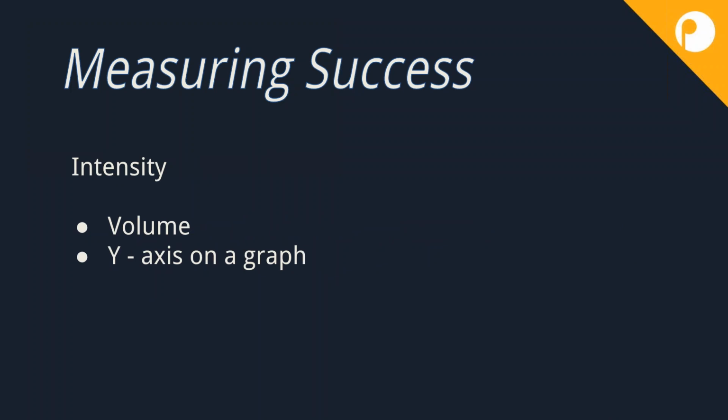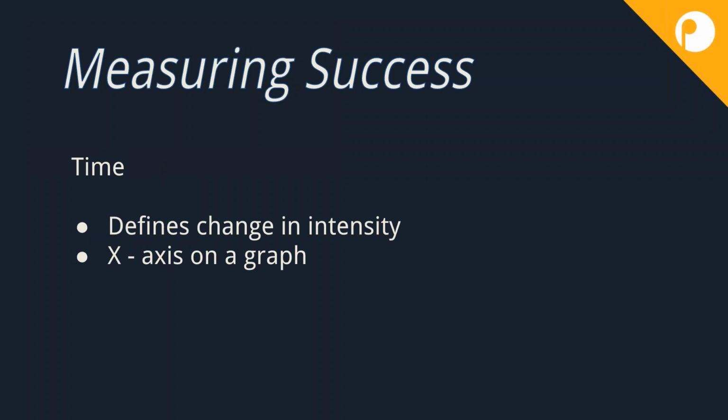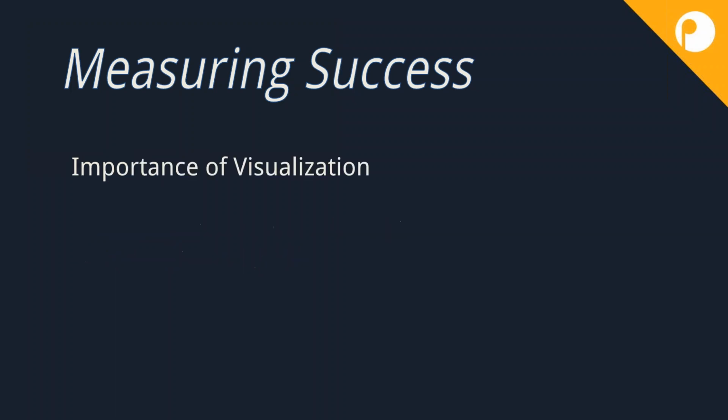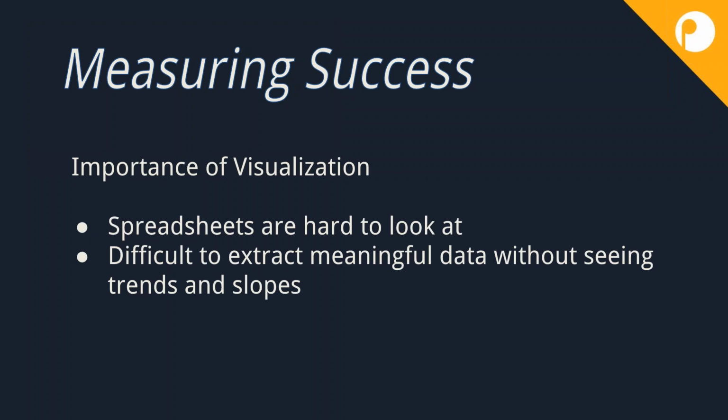Intensity or volume is always going to define our y-axis on a graph, while time is defined as the change in intensity and is always an x-axis. When looking at these visuals over time, it's important to understand that it's very difficult to look at a spreadsheet, and it's very difficult indeed to actually understand changes in time, especially if we can't see trends or slopes.